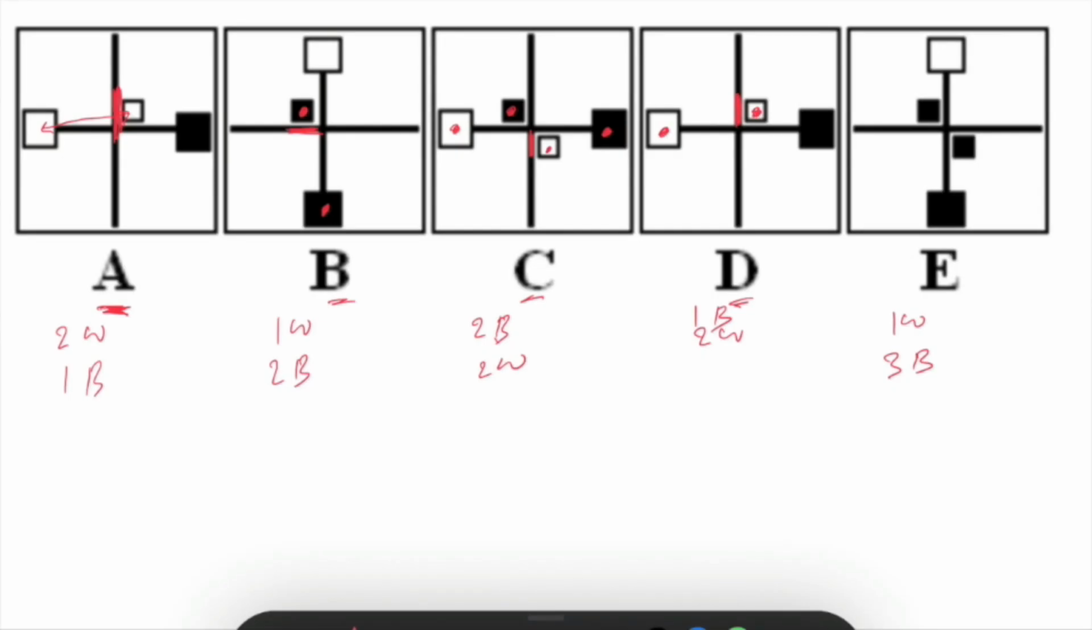But when it comes to E, although this black box is far from the big black box by a separator, there is something strange here: the presence of a small black box that is near to the big black box and is not separated. This is odd. This is strange. This is not found in any of the other patterns. That's why we claim that E is the odd pattern.